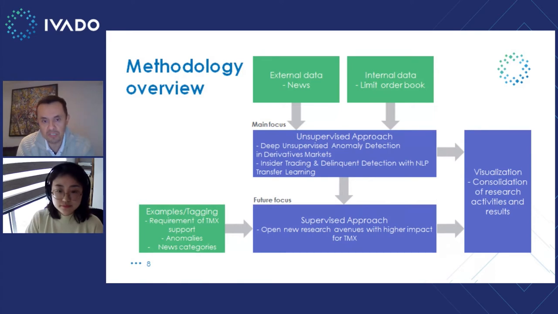The other project is around insider trading. This is how we can leverage other sources of data other than the market data. In this case, it's news, and see if we can map that into the activity in the market and see if we can identify certain suspicious patterns. In this case, it would be insider trading, as I will talk about later.